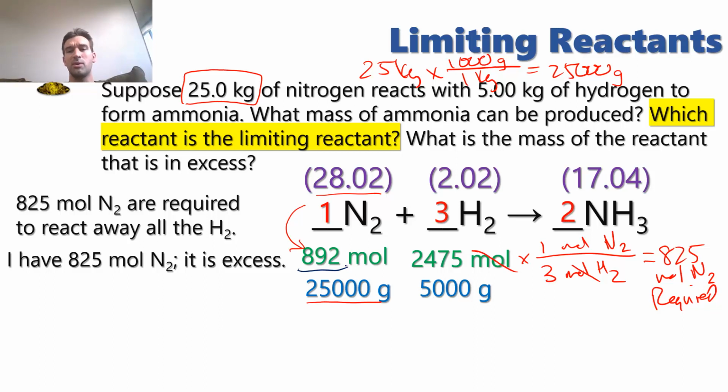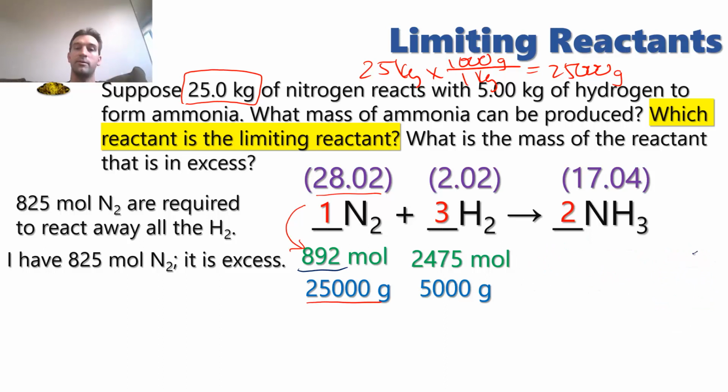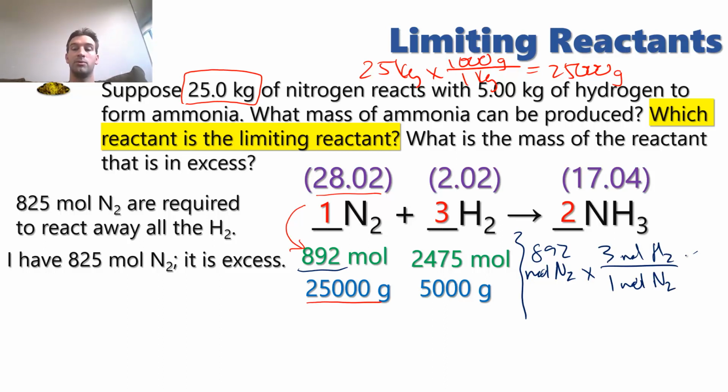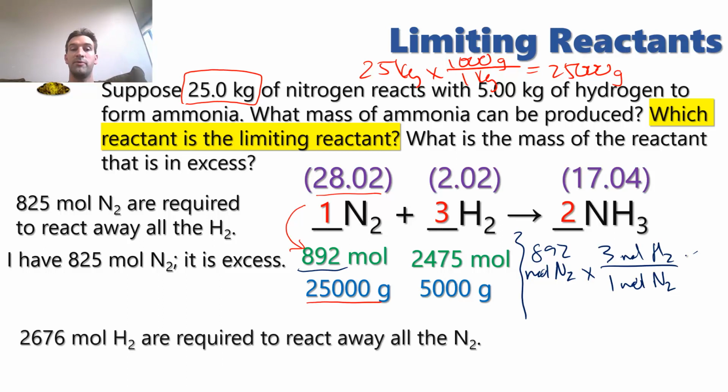Now, you don't have to start necessarily with hydrogen. You could have started with nitrogen. It doesn't actually make a difference. Let's just say, okay, if we were starting with nitrogen instead. Well, beginning with nitrogen, I have 892 moles of nitrogen. And if we think about that same relationship, we want to cancel moles of nitrogen. So 1 mole of nitrogen goes on bottom, and our 3 moles of hydrogen would now go on top. Well, if I multiply 892 by 3, we find that we have 2,676 moles of hydrogen required to react away all of my nitrogen.